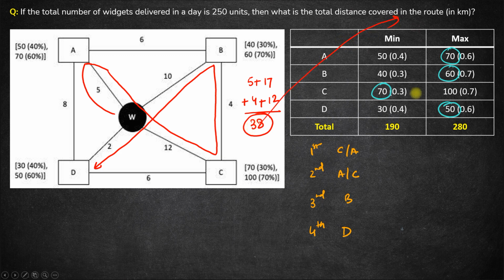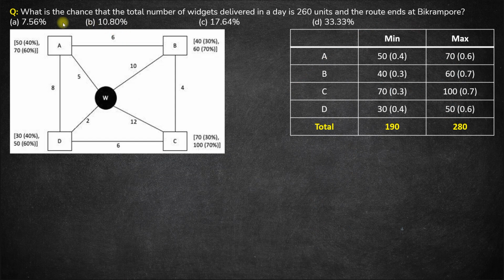Right? Let's look at the next question. Now in this question we are asked, what is the chance that the total number of widgets delivered in a day is 260 units and the route ends at Bikrampore. So B should be the last location to be visited.